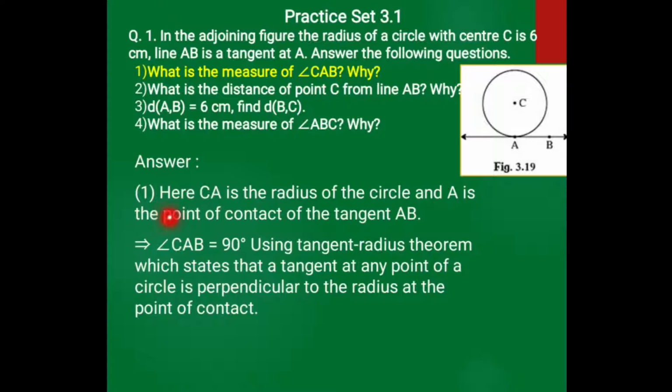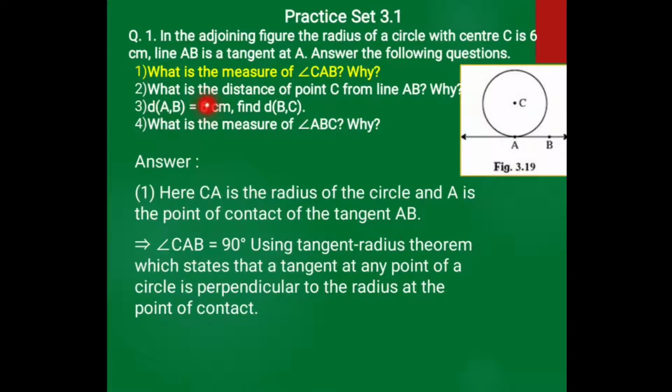In the answer we write here: CA is the radius of the circle and A is the point of contact of the tangent AB. That implies angle CAB equals 90 degrees. Which theorem do we use here? Using the tangent radius theorem, which states that a tangent at any point of a circle is perpendicular to the radius at the point of contact. So by this tangent radius theorem, this tangent AB is perpendicular to the radius CA. So the angle CAB equals 90 degrees.